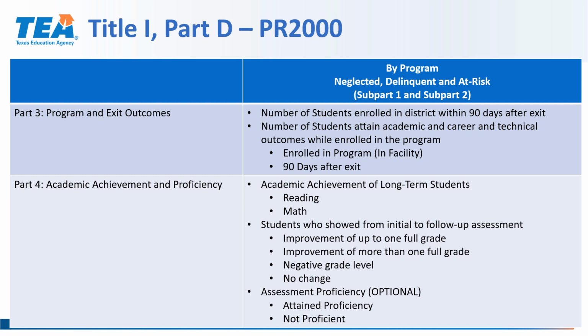In the next parts of the PR2000, we have Part 3, Program and Exit Outcomes, which includes number of students enrolled in districts within 90 days after exit, number of students attaining academic and career and technical outcomes while enrolled in the program, both in facility and 90 days after exit. Part 4, Academic Achievement and Proficiency, includes academic achievement of long-term students for reading and math, students who show from initial to follow-up assessment whether there was an improvement up to one full grade level, more than one full grade level, negative grade level, or no change. Lastly, we see assessment proficiency, which is a completely optional data request. This is the number of students who attain proficiency or not in the state assessments.